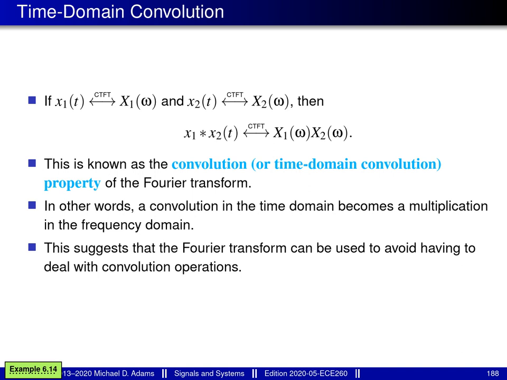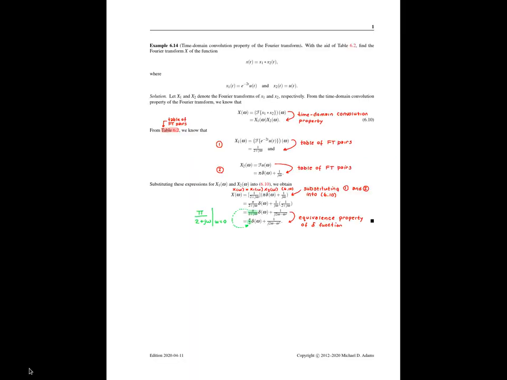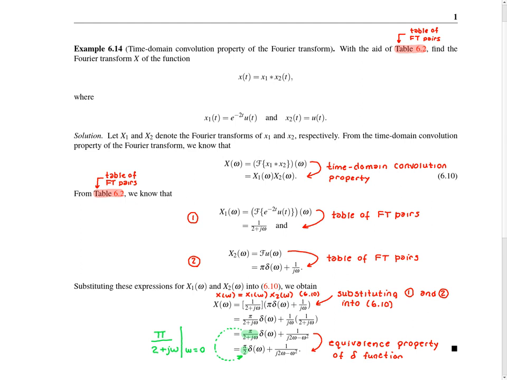At this point, I'd like to consider an example to illustrate the use of the convolution property, and in particular, I'd like to consider example 6.14. In this example, we're asked to find the Fourier transform big X of the function little x, where little x is the convolution of the functions little x1 and little x2. And in particular, little x1 and little x2 are given by these equations here. And we're told in this particular problem that we can make use of a Fourier transform table.